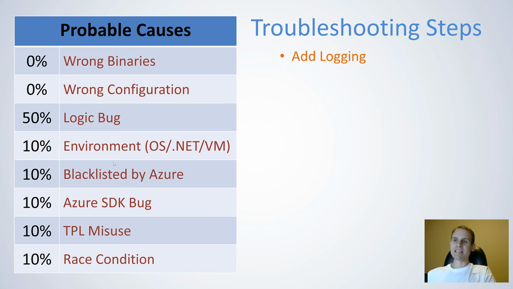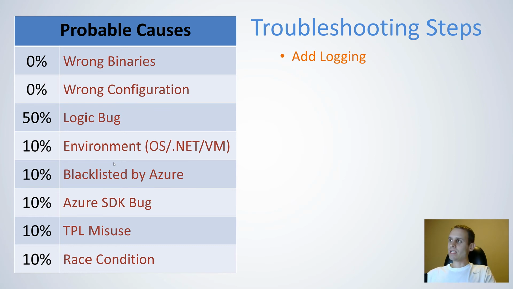I just had to guess that this was maybe a logic bug in the application, and it could have been any of these other things, like something going on with the .NET or the virtual machine or something in the environment. Maybe it was blacklisted by Azure, and maybe it was blocking for some reason that I didn't understand. Maybe there's a bug in the Azure SDK. Maybe I was misusing the task parallel library, or maybe there was a race condition.